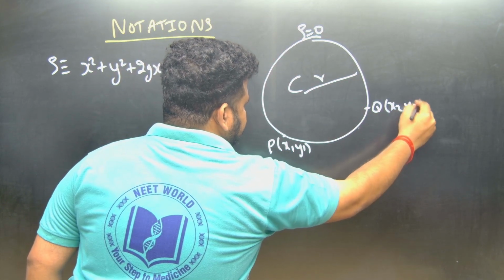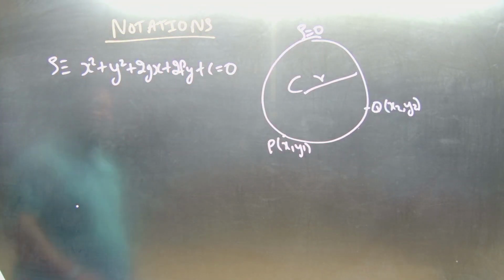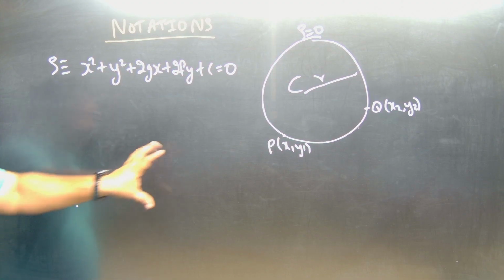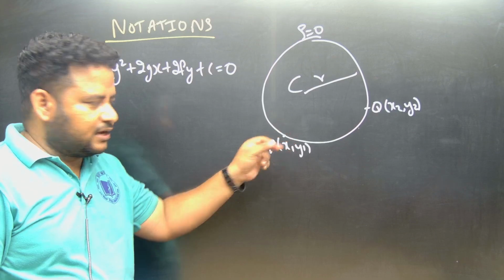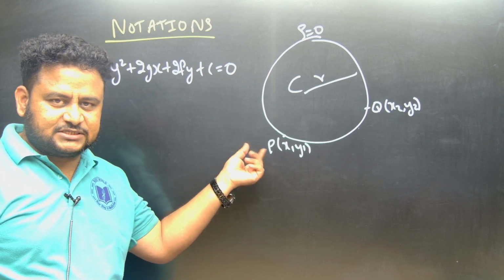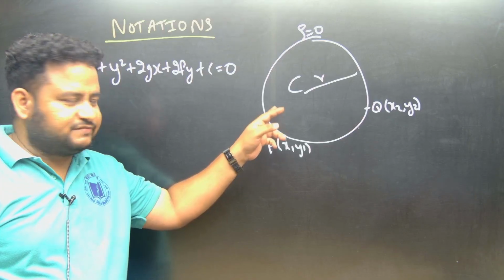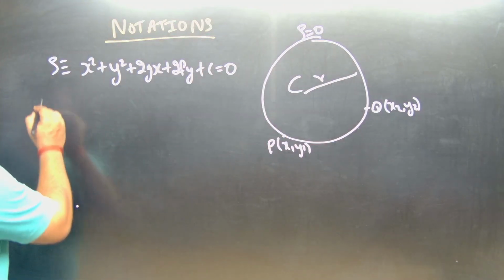Why, I will tell you now. This is the general equation of the circle, equal to 0. Now if I put the value, if I want the equation of the circle passing through this point, or if I want the distance of this point, not the equation, the distance of this point, we will write it as what?